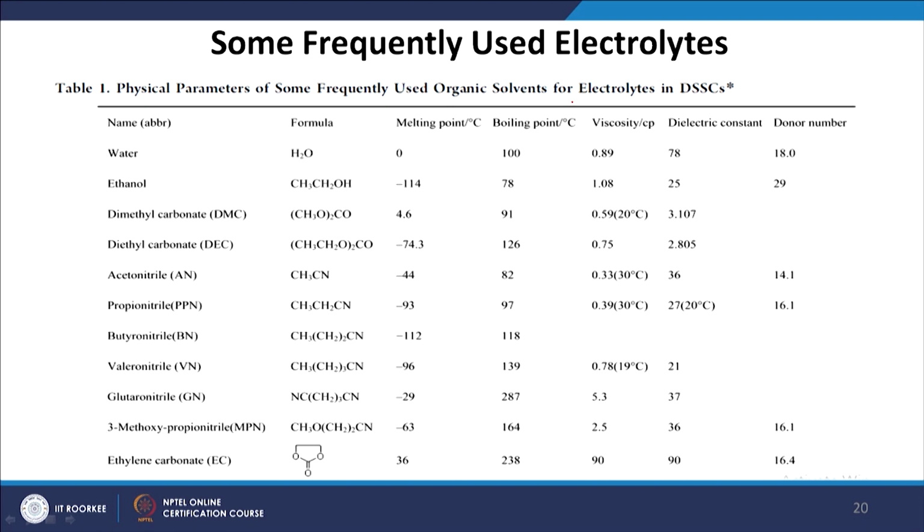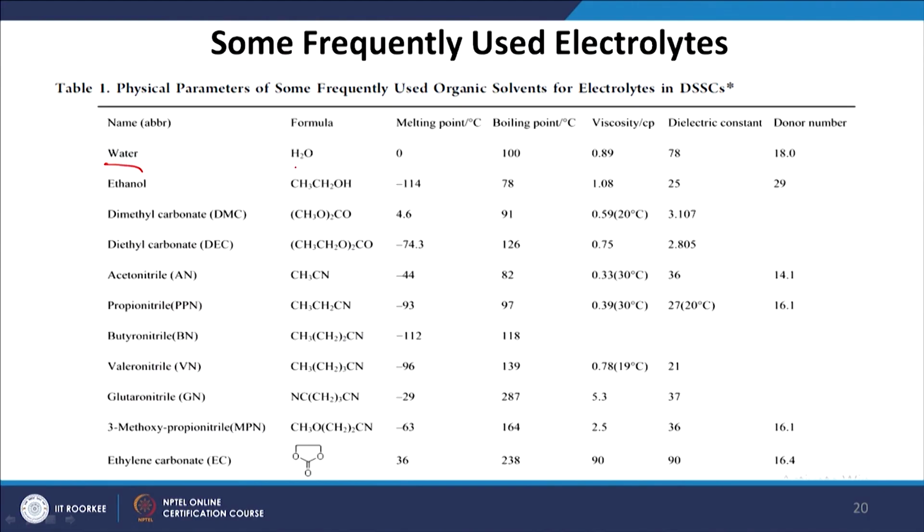For example, we can take these iodide triiodide electrolytes in ethanol, or in acetonitrile. What will be different if I take it in acetonitrile or in acetone, and how do I know in which solvent I should dissolve my iodide triiodide electrolytes? So, let us have a look at the properties of the solvents. For example, we have the universal solvent water, H2O. Its melting point is 0 and we all know its boiling point is 100 degrees Celsius and the viscosity is 0.89. The dielectric constant of water is 78 and the donor number is 18.